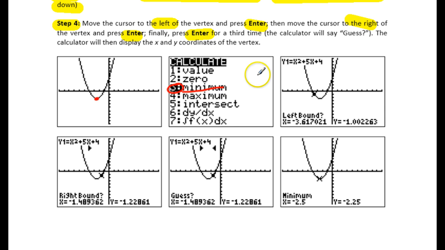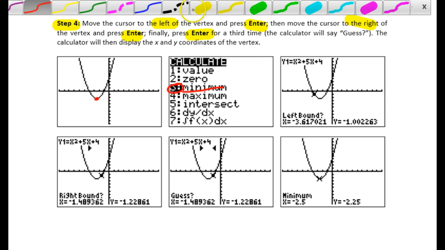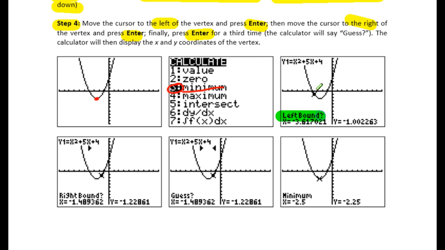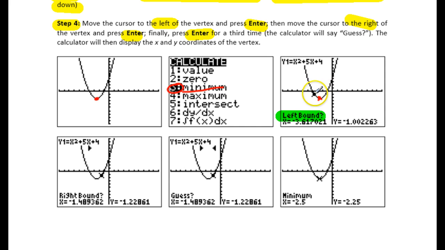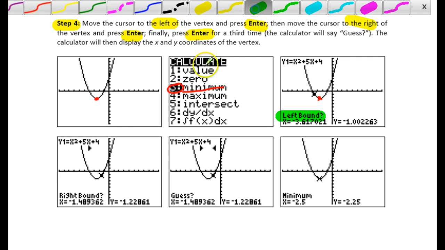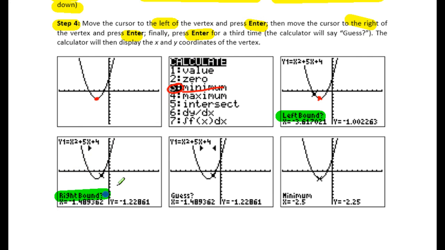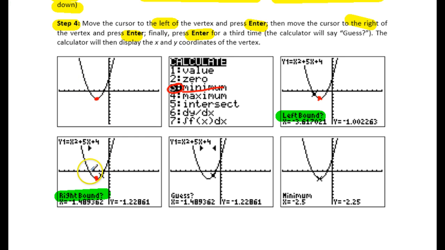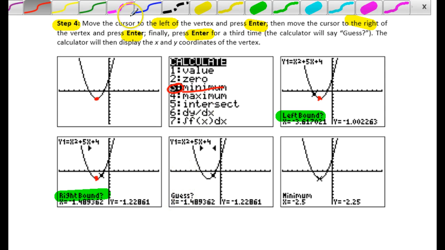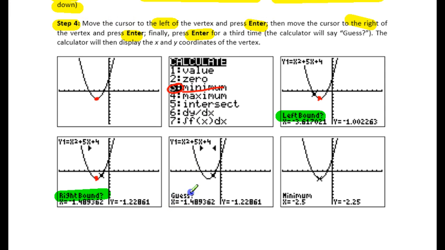That's what we're finding. The first question the calculator asks you is left bound. So you just go somewhere to the left of the minimum. Remember, the minimum is right here at the bottom. So somewhere to the left of it, you hit enter. Then the calculator changes the question. Now it says right bound. Once again, we're trying to find this point, so you go to the right of that, hit enter. And then the last question is just guess. When you see this, you just hit enter and it'll give you the answer.